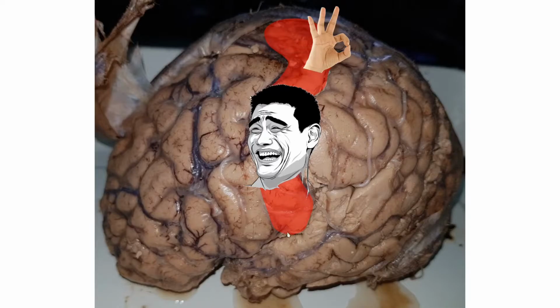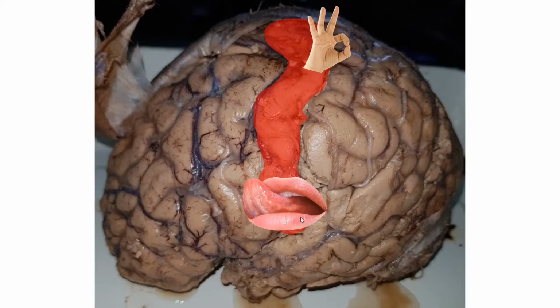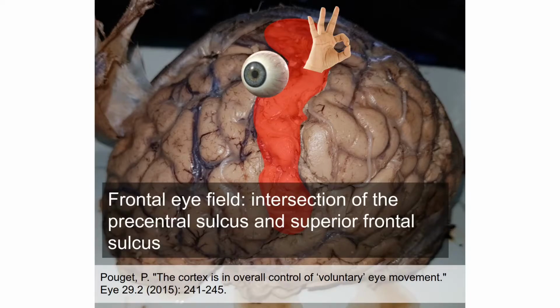And further down here, near the banks of the sylvian fissure, is the mouth and tongue area. So the more dexterous the part of the body is, the more neurons allocated for that part of the body. Then surprisingly over here is the eye area, the frontal eye field. This is the intersection of the precentral sulcus and the superior frontal sulcus.